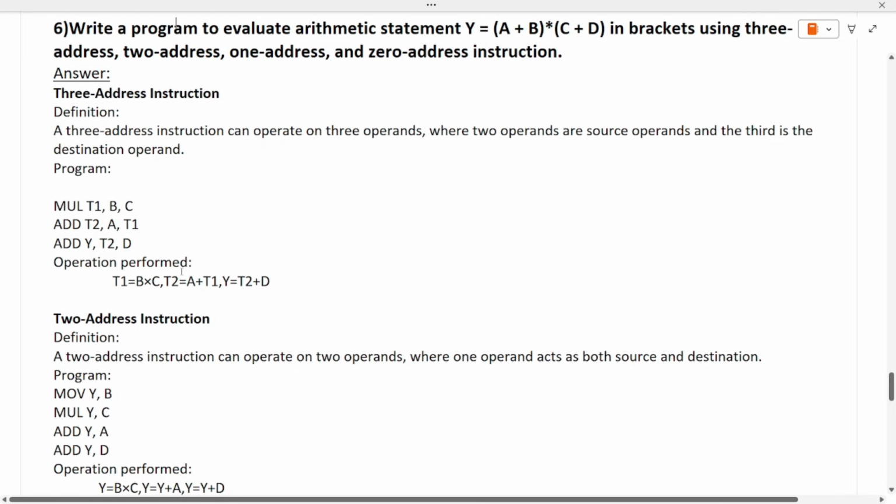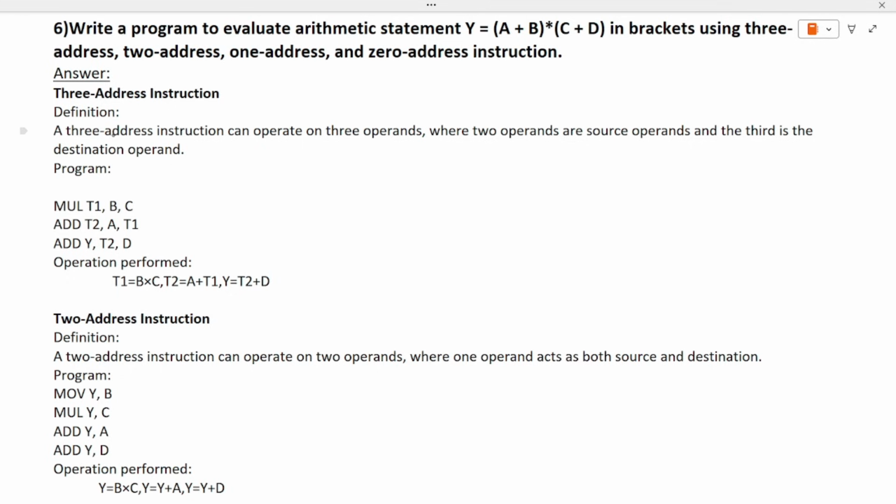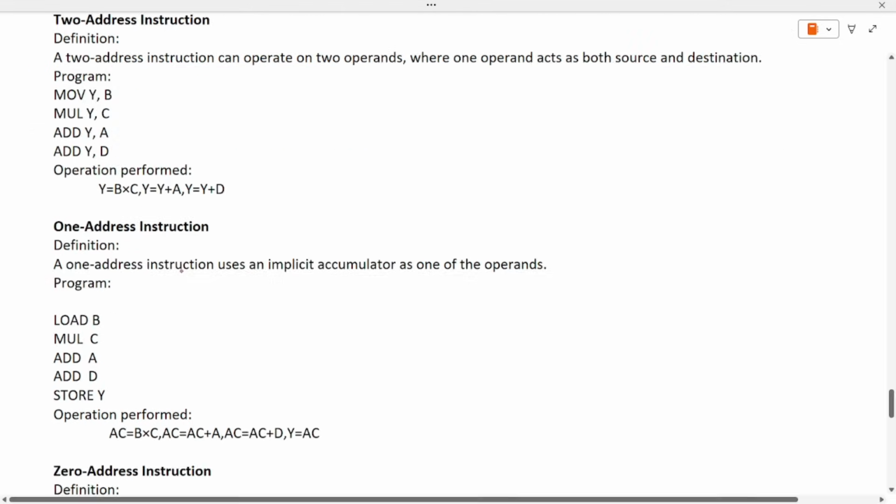Next is about writing a program to evaluate an arithmetic expression. You can see here they have given three address instructions that can operate on three operands, and the third is the destination operand, with multiplication and addition as the operations performed.